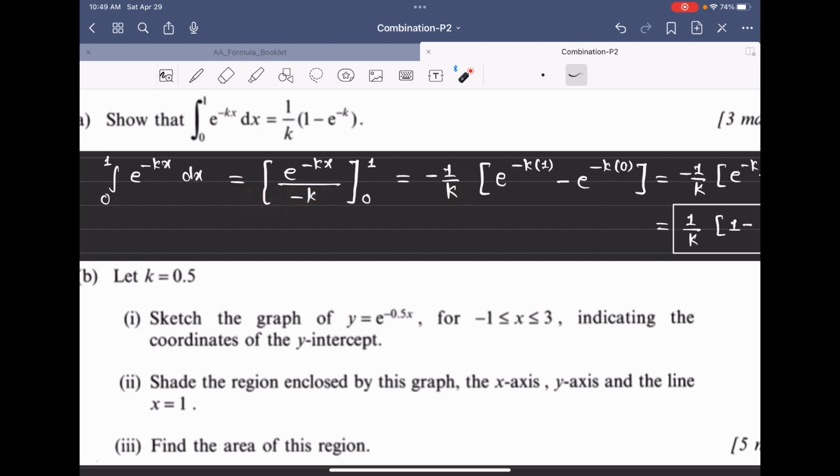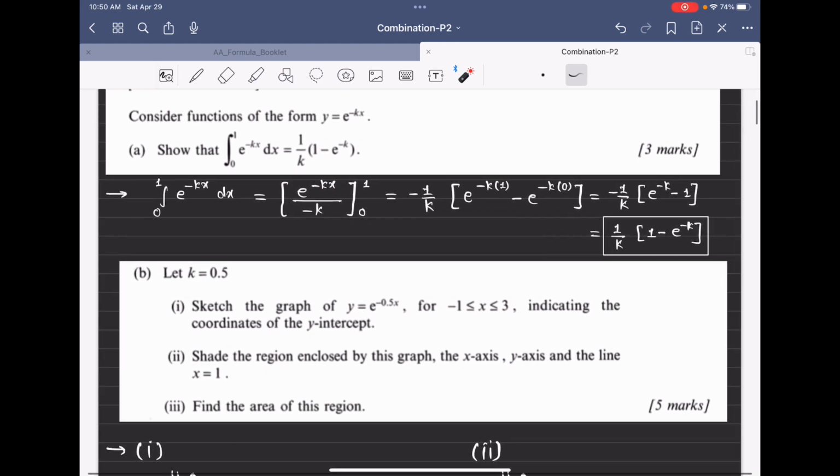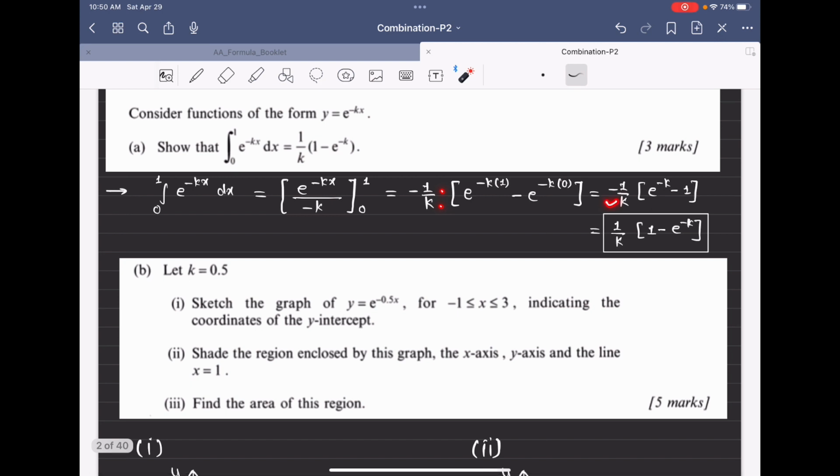Put upper limit x as 1 in this place, e raised to minus k into 1, minus, when you substitute the lower limit, the middle sign is minus, put 0, e raised to minus k into 0. Next, minus 1 upon k as it is, e raised to minus k into 1 is e raised to minus k, and minus k into 0 is 0, e raised to 0 is 1, so e raised to minus k minus 1.